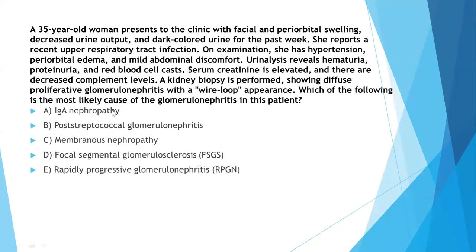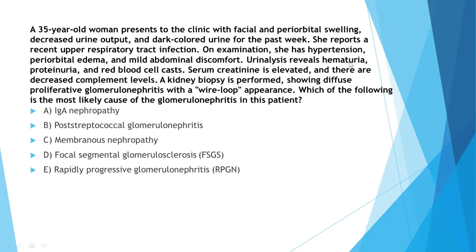So, which of the following is the most likely cause of the glomerulonephritis in this patient? A 35-year-old woman presents to the clinic with facial and periorbital swelling, decreased urine output, and dark-colored urine for the past week. She reports a recent upper respiratory tract infection. On examination, she has hypertension, periorbital edema, and mild abdominal discomfort.